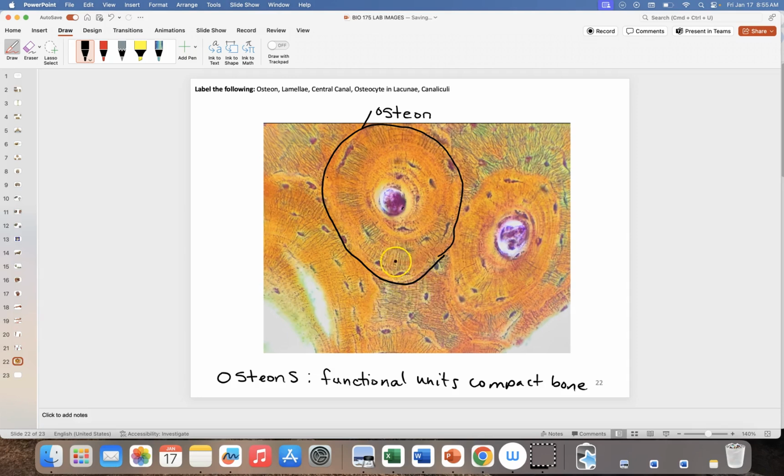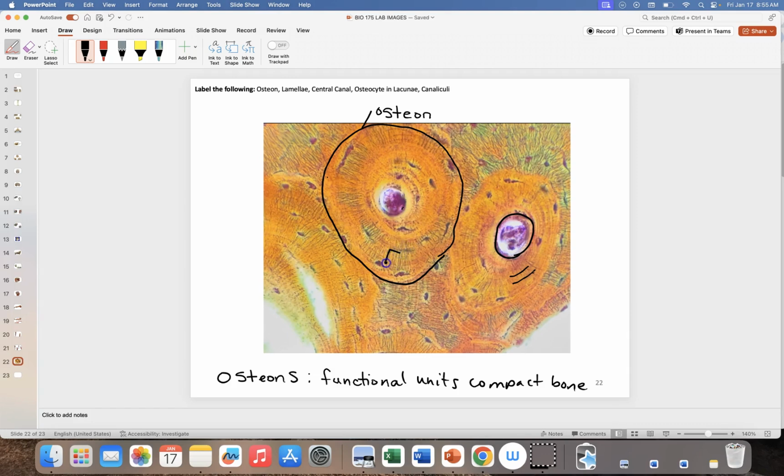Then we are going to see that there are rings of bone matrix, and then in the center we have a canal, and that's going to serve as our bullseye if we use the target analogy. Same thing over here. We have rings of bone matrix, and then we've got this bullseye in the middle that's going to be the central canal.